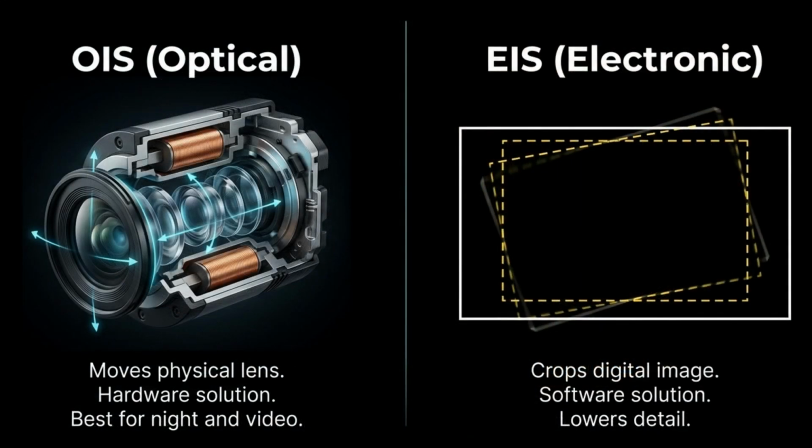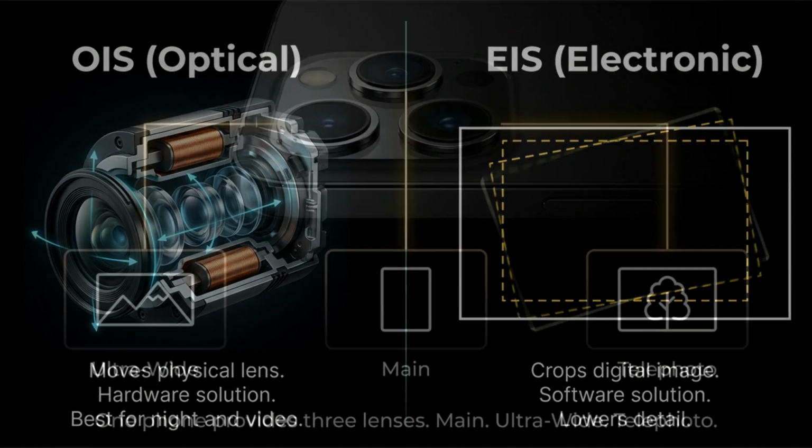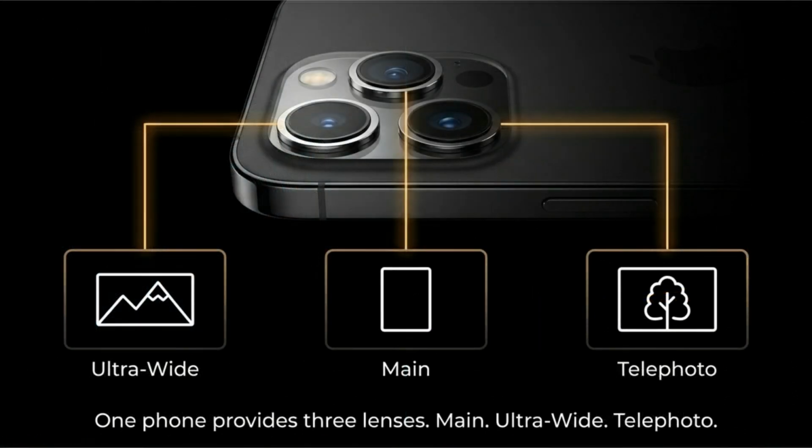We see two methods for image stabilization. Optical Image Stabilization, or OIS, uses hardware to move the physical lens. Electronic Image Stabilization, or EIS, is a software solution that crops the digital image, which can lower detail. Modern smartphones often include multiple lenses: main, ultra-wide, and telephoto, giving users versatility in their photography.